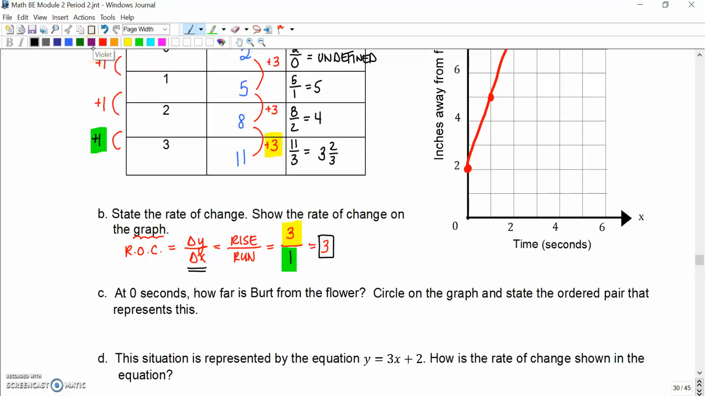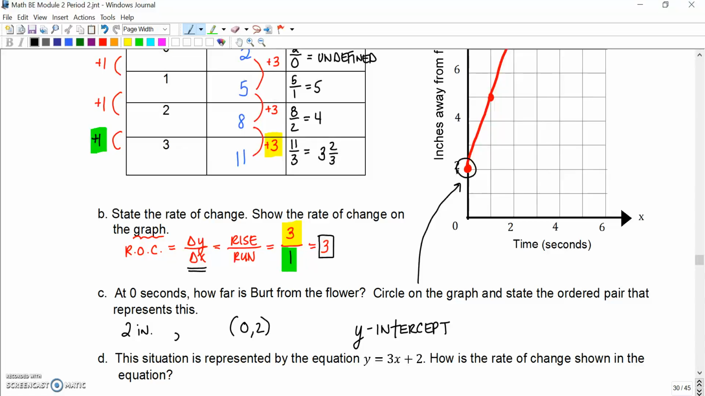C says at 0 seconds, how far is Bert from the flower? Circle on the graph and state the ordered pair. Well, Bert is 2 inches away. As an ordered pair, that is 0, 2. On the graph, that is this point here. And we also call this point the y-intercept. It's where the line crosses through the y-axis.